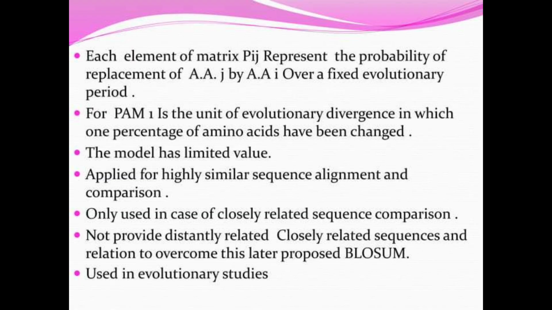Such mutations can be compared, and we can analyze how some amino acids are accepted during the course of evolution and some are not. In PAM we go amino acid by amino acid individually, whereas in the case of BLOSUM we go block by block.